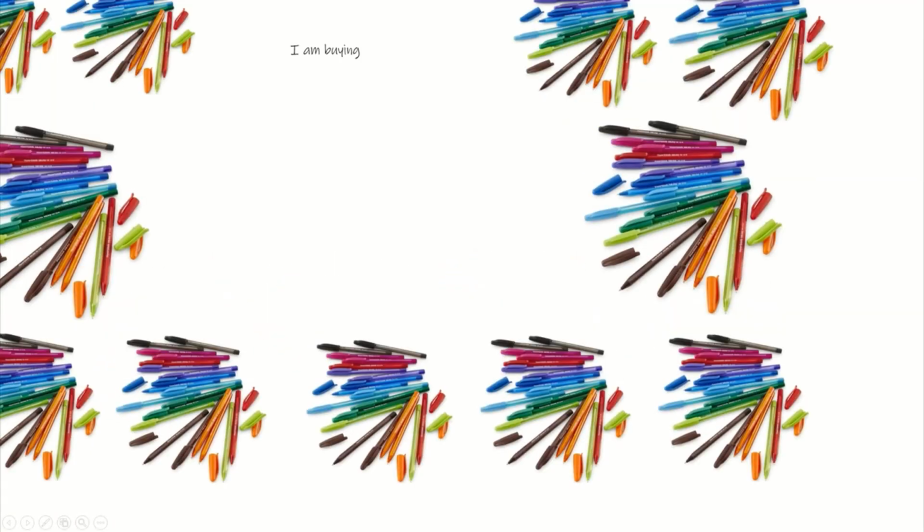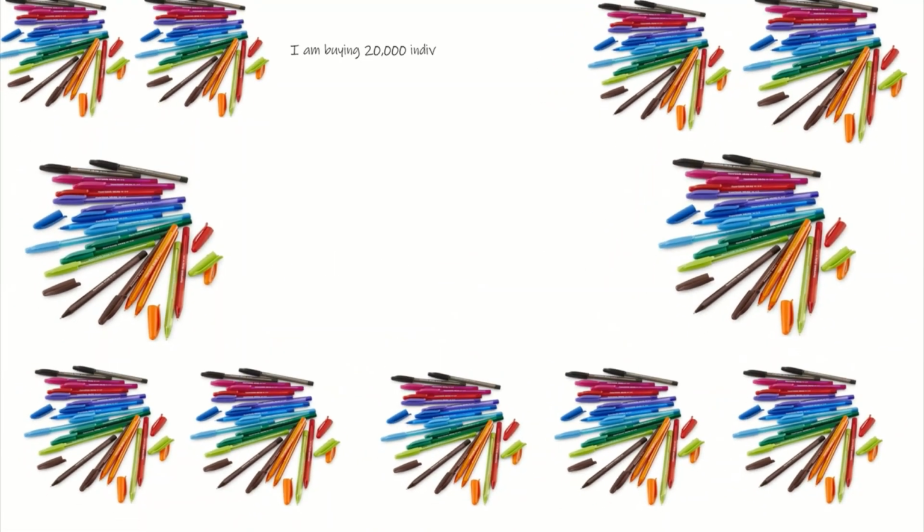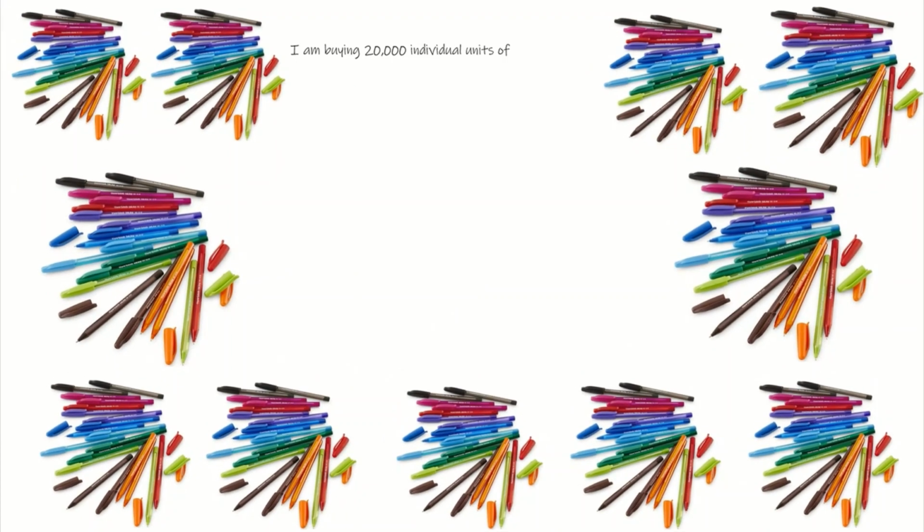Okay, in this example, I'm going to be showing the difference between the unit and the shipping cost. So let's assume I'm buying 20,000 individual units of ballpoint pens. And the supplier offers me two prices. The first price is the FOB price at 20 cents a unit, and that total is $4,000. The second price is the EXW at 15 cents a unit, and that total is $3,000.